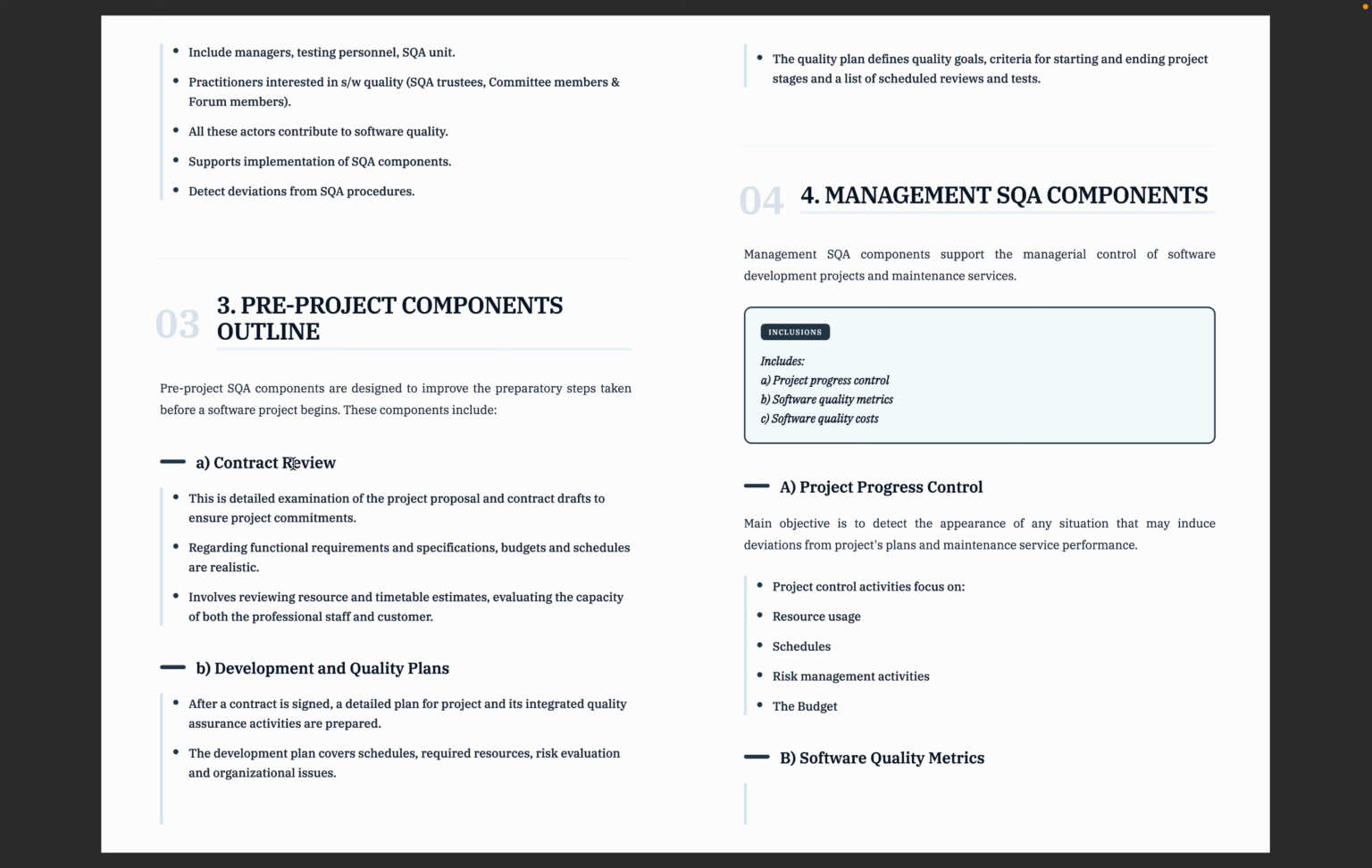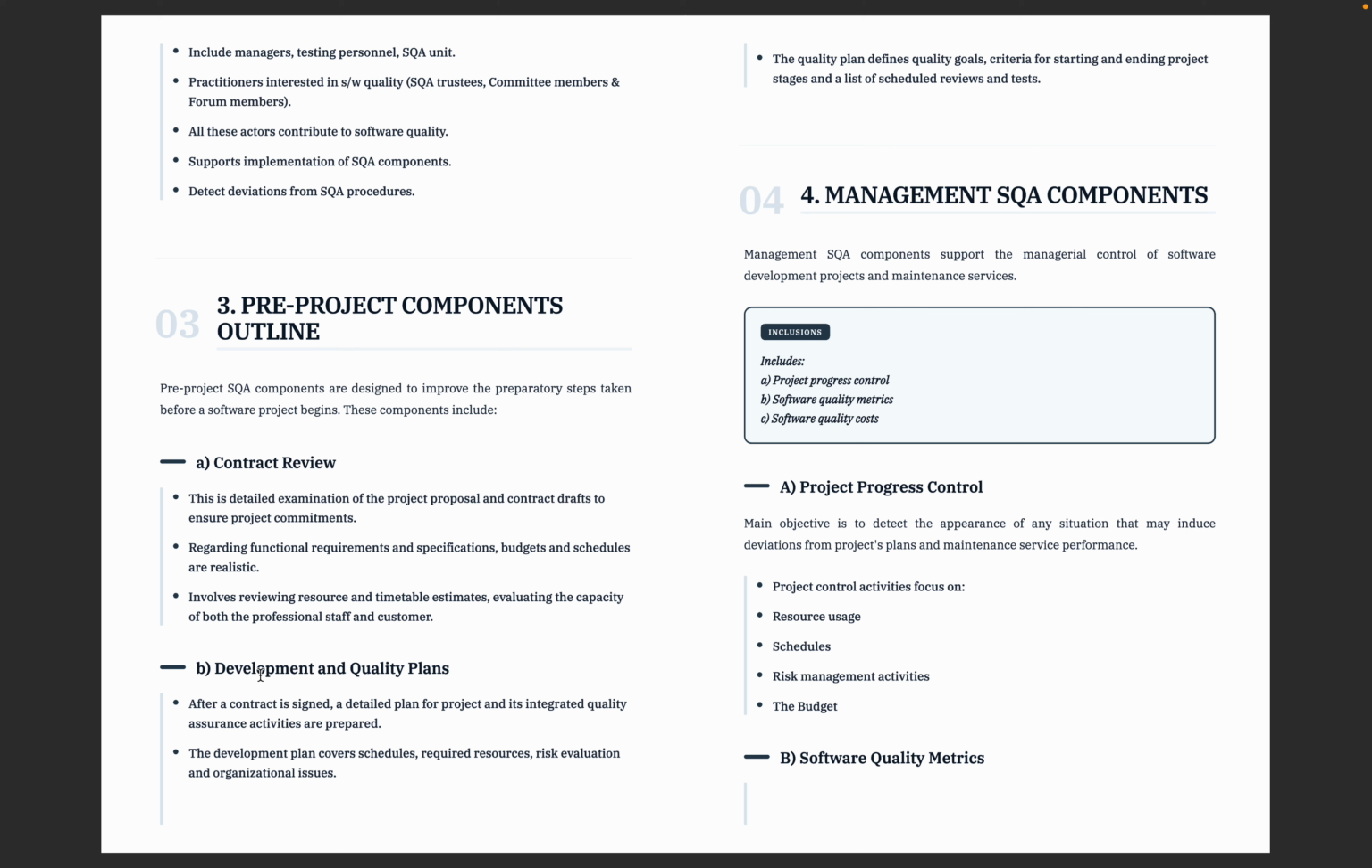This is contract review. In contract review, we will check: are requirements clear, is budget realistic, is timeline possible, because we can't make assumptions here. So we do contract review. Client and software developers will discuss, and the requirements will be cleared here, and the time and budget will all be discussed in contract review.